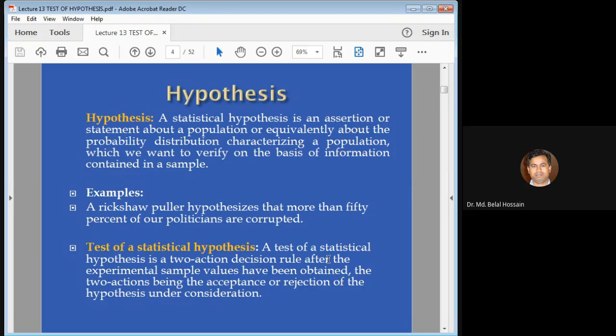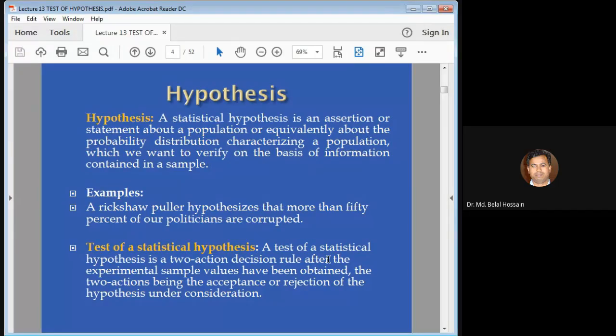For example, a rickshaw puller hypothesizes that more than 50% of our politicians are corrupted. This is a crude guess, that might be true, that might be wrong, but we can test that based on the sample. This claim based on some information they have, that is hypothesis. You should have some ground for your claim about the population. So that is your hypothesis.